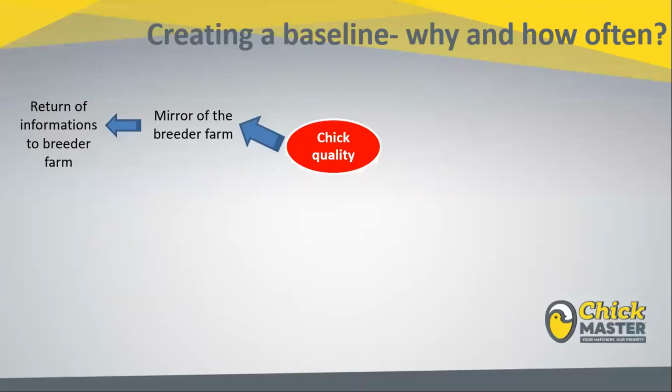So for example, if we note that we start having some contaminated chicks in the hatchery, and we return this information immediately to the breeder farm, they will be able to take the necessary measures to correct this problem, of course, if the problem has its origin in the breeder farm.